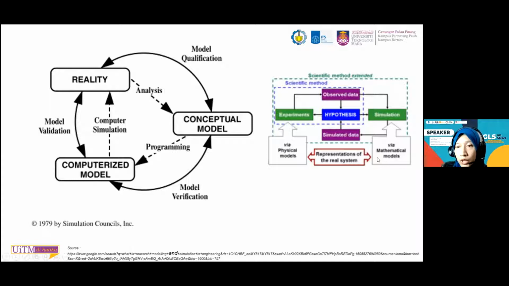Same goes for the figure on the right side here. It shows you that, as I said, when you are doing the modeling and simulations, you have some sort of mathematical model or you have the physical model. The physical model can be replicated from the experimental work, and you have observed data, and then you set up a hypothesis. Later on, you come up with a mathematical model to simulate the real conditions, or what you have from the experimental or the physical model. We expect that it represents the real system of your problem.